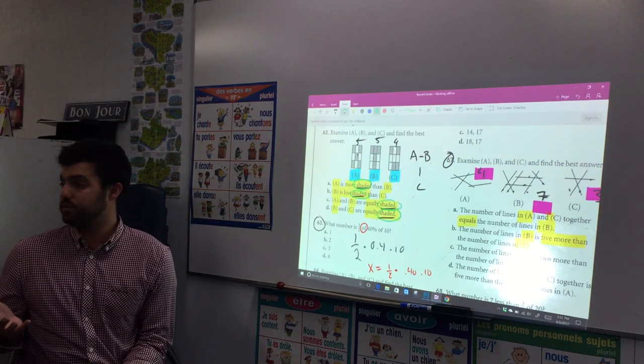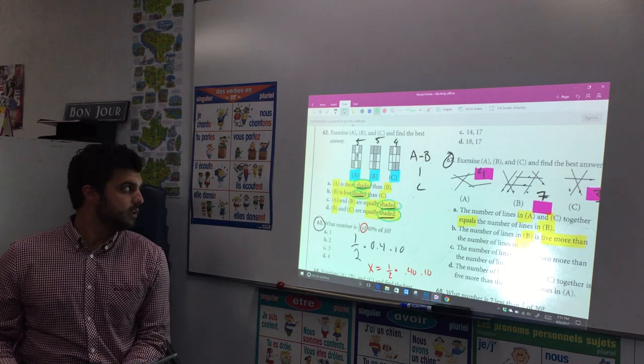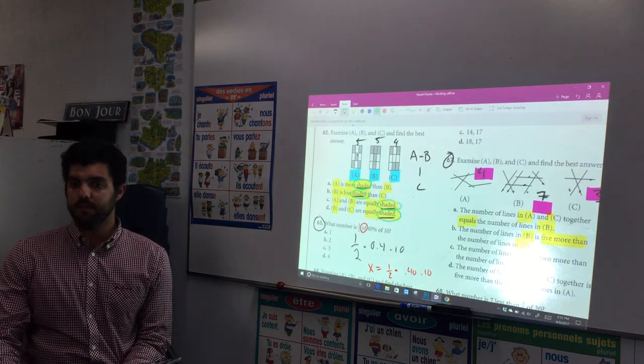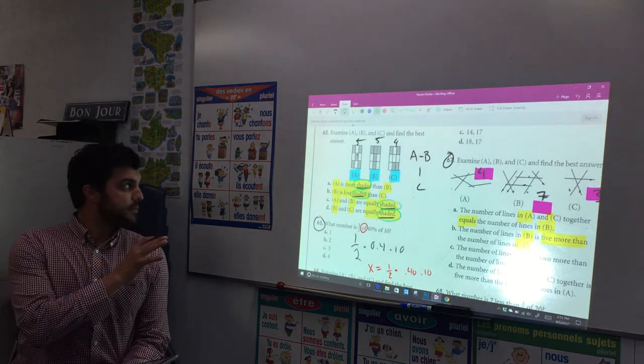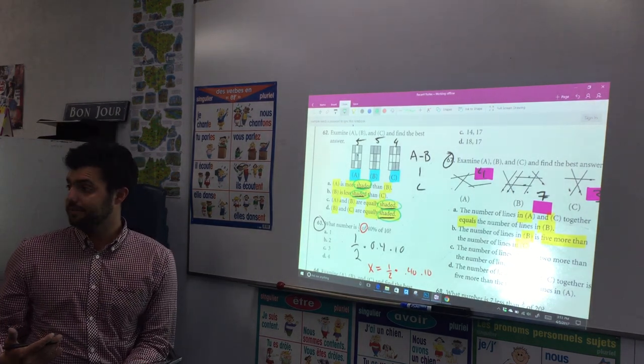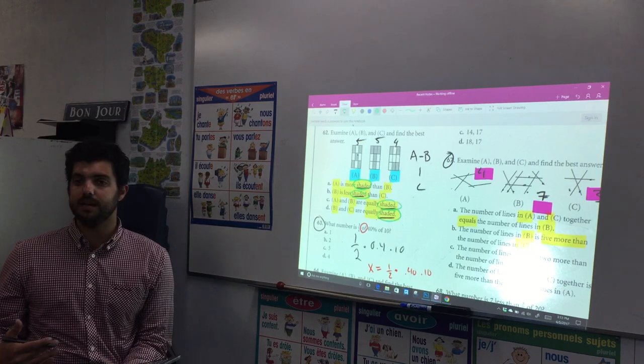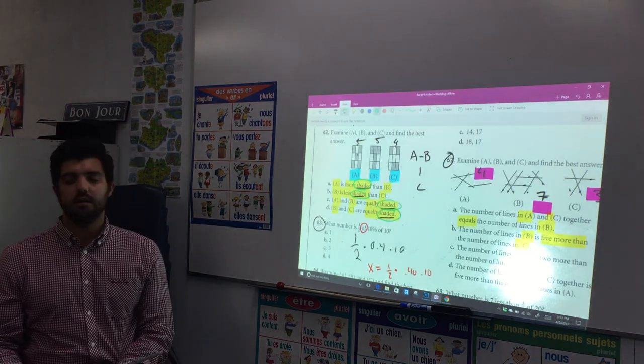Now, this type of question, again, the process is very simple. We're essentially just counting, right? But because it's so simple, it opens you up to minor error. So the biggest thing about this type of question is just to be detailed, right? And do whatever you can to make it easier for yourself.